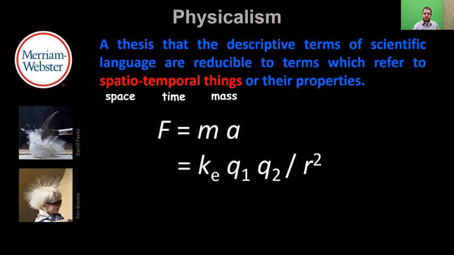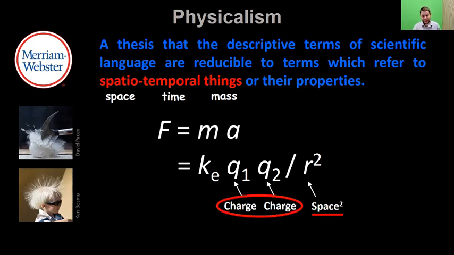Except that's mechanical force. Now what happens if we have something like electrostatic force? Along comes Coulomb, and Coulomb says that it's related to the square of the charge divided by the square of a distance. Now space, the distance squared is obviously space squared, so we've reduced that to something spatio-temporal. Okay, but what about charge? Can we reduce charge to something described in space and time and mass?